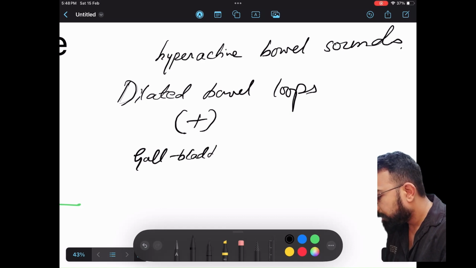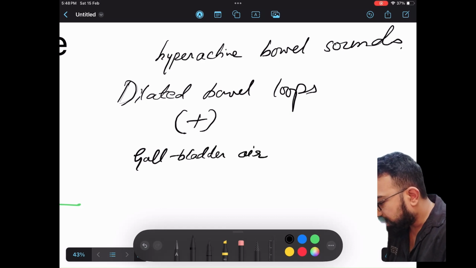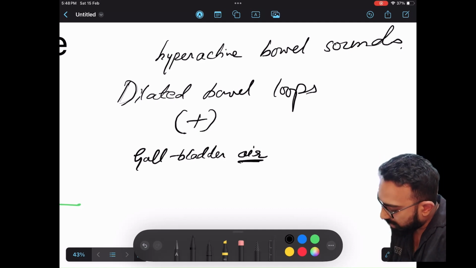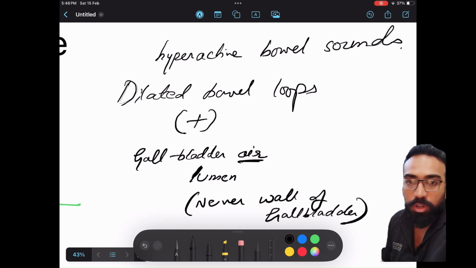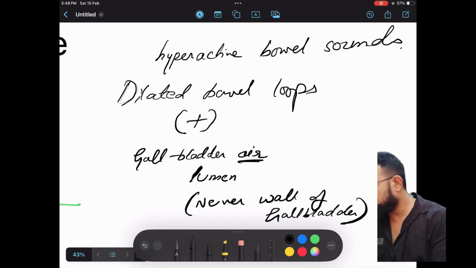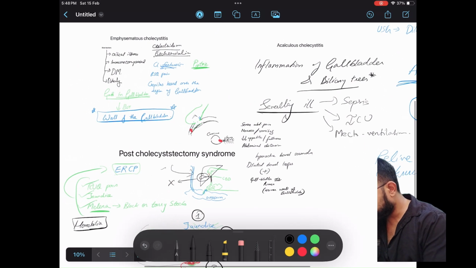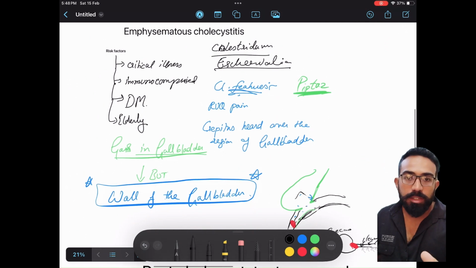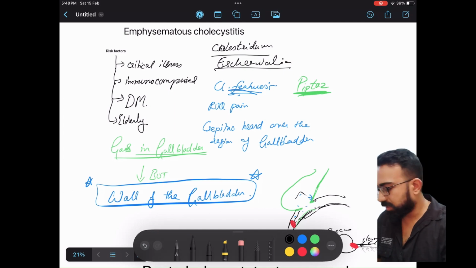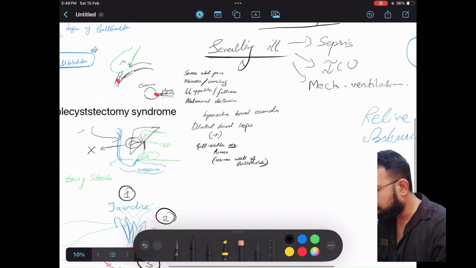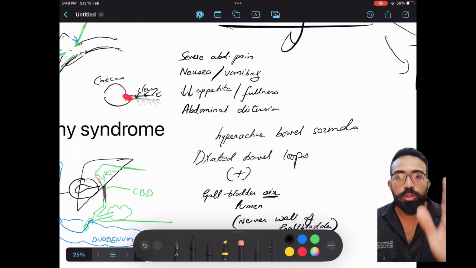gallbladder air. And where will this air be? In the lumen of the gallbladder. Never in the wall of the gallbladder. If it is in the wall of the gallbladder, then what should your suspicion be? Your suspicion should be emphysematous cholecystitis, not gallstone ileus. This particular condition I am talking about is gallstone ileus.